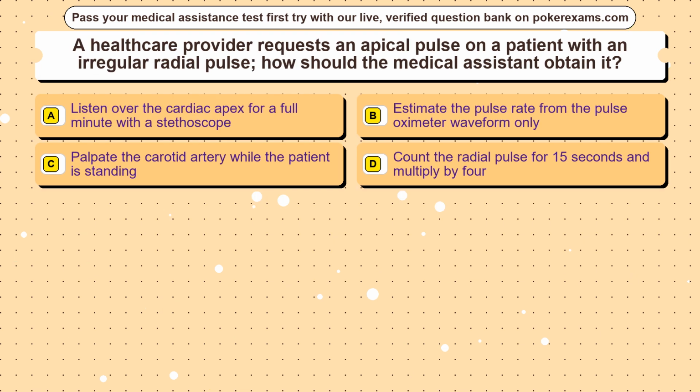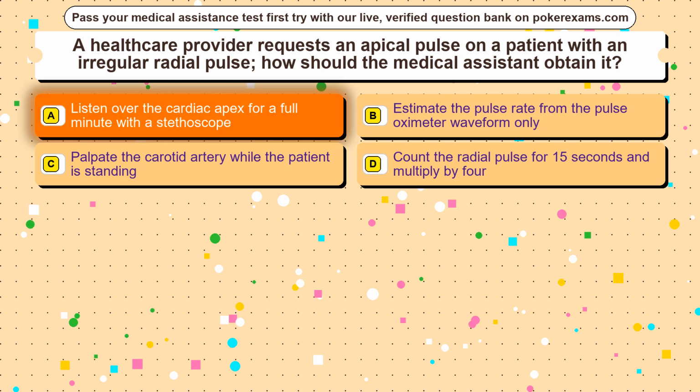Question 24. A healthcare provider requests an apical pulse on a patient with an irregular radial pulse. How should the medical assistant obtain it? Option A, listen over the cardiac apex for a full minute with a stethoscope. Option B, estimate the pulse rate from the pulse oximeter waveform only. Option C, palpate the carotid artery while the patient is standing. Option D, count the radial pulse for 15 seconds and multiply by 4.